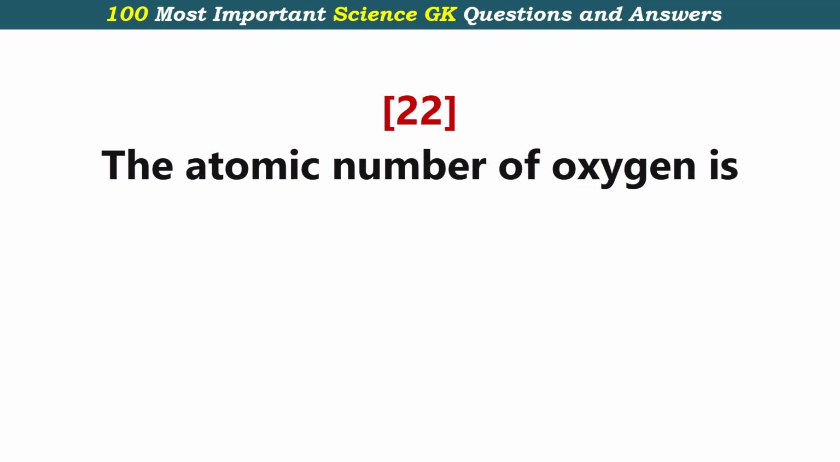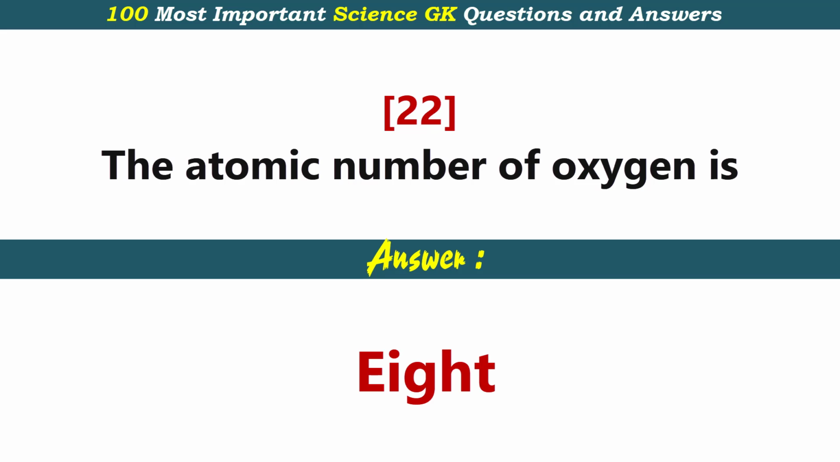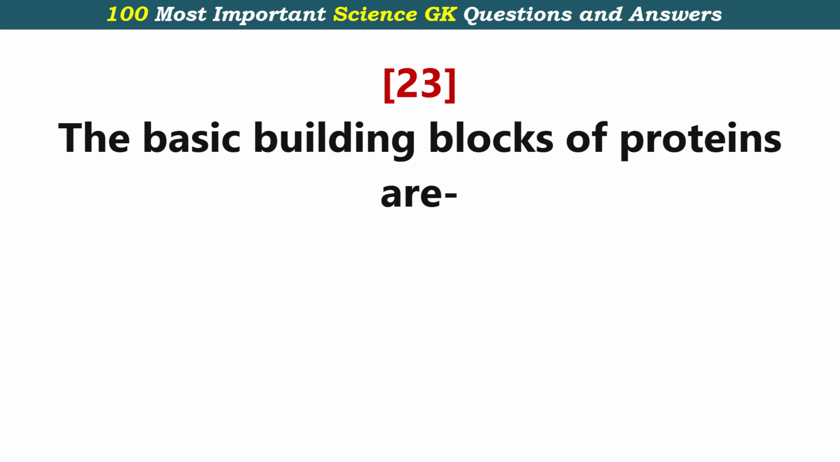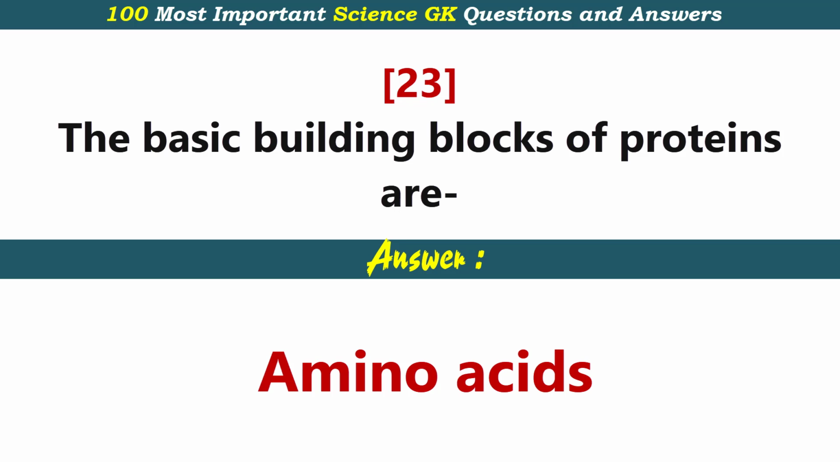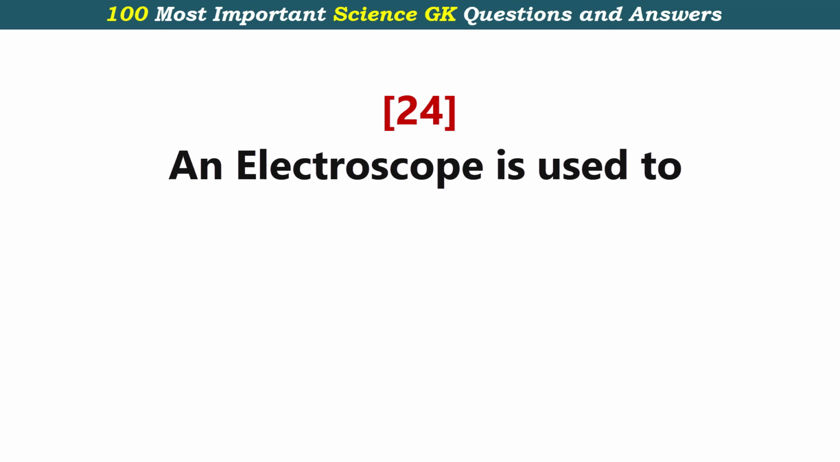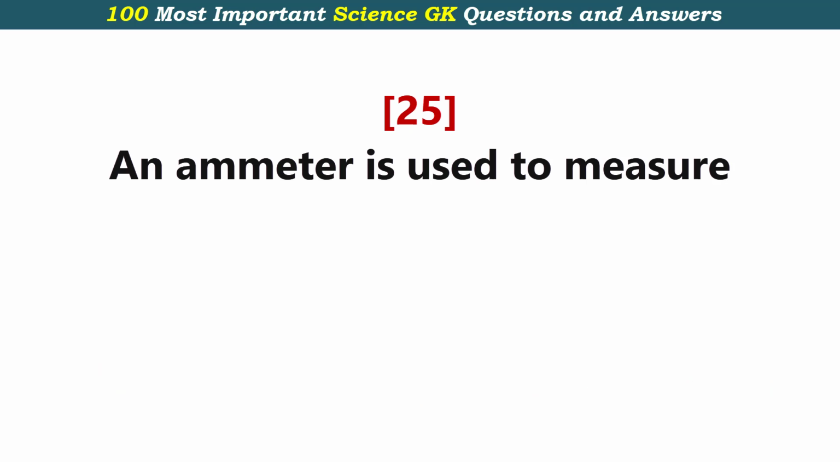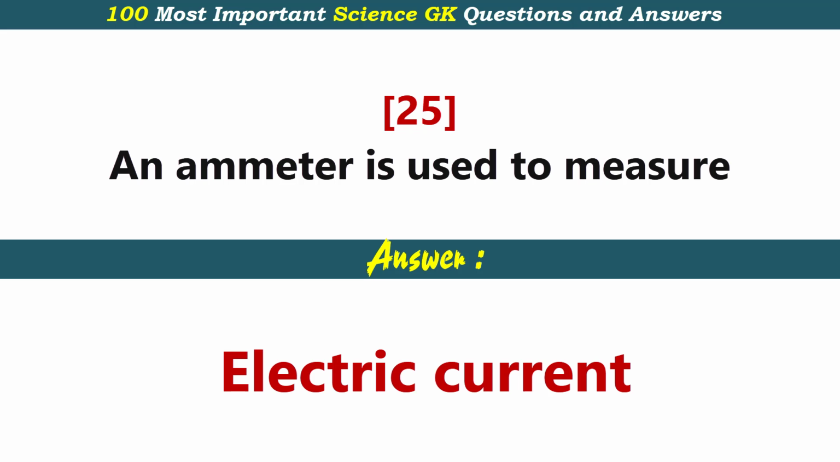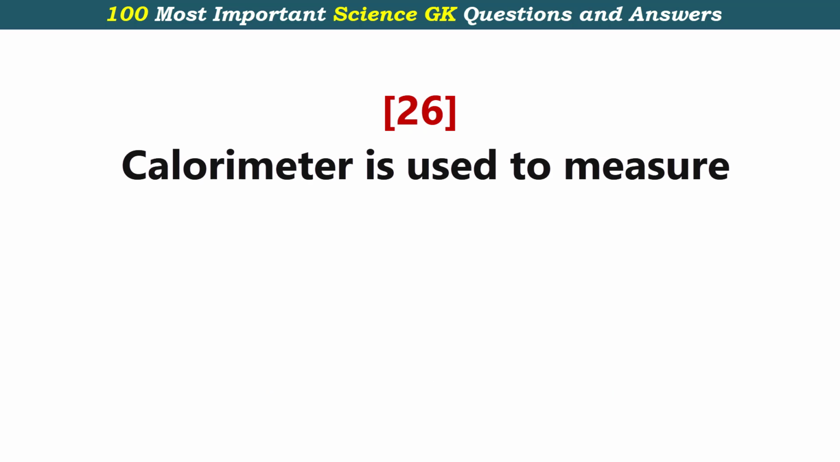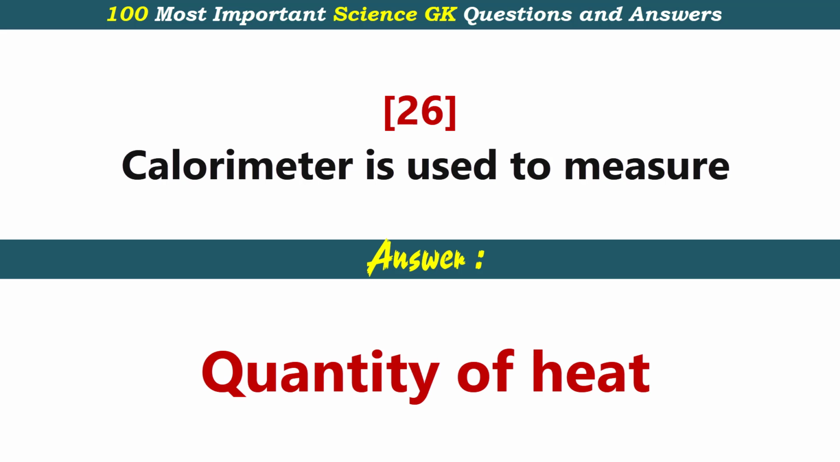Atomic number of oxygen is? Answer: 8. The basic building blocks of proteins are? Answer: Amino acids. An electroscope is used to? Answer: Detect charges on a body. An ammeter is used to measure? Answer: Electric current. Calorimeter is used to measure? Answer: Quantity of heat.